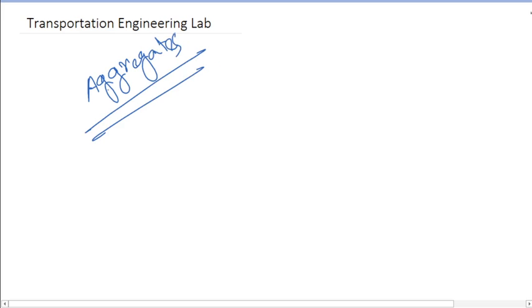Hello students, today we will be starting a new dimension in our transportation engineering lab. So far we have seen some experiments regarding aggregates. As you know, in the last few classes, from the beginning, we have discussed aggregates.